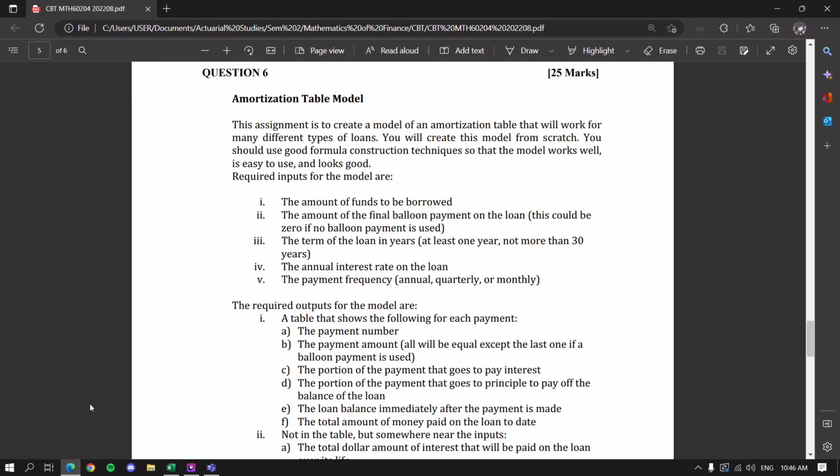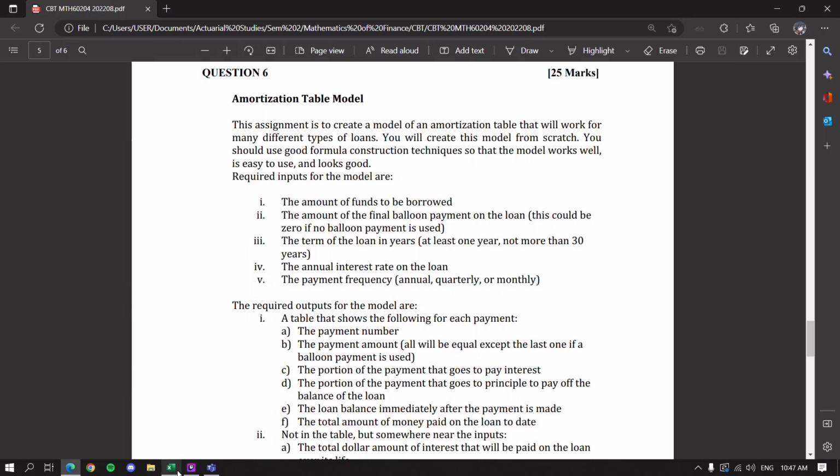I'm going to explain how to create a model for an amortization table that works for loans. From the question, the required inputs for the model are the amount of funds to be borrowed, the amount of the final balloon payment on the loan, which should be optional, which means the table should work even if the final balloon payment is not used, the term of the loan in years, the annual interest rate on the loan, and also the payment frequency. The question asks us to include annual, quarterly, or monthly payments.